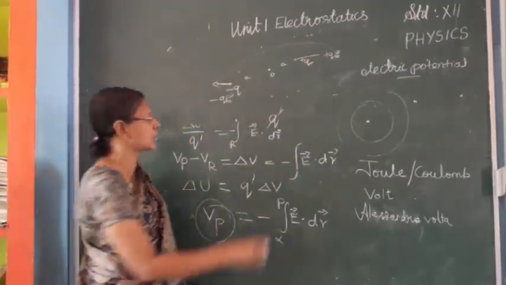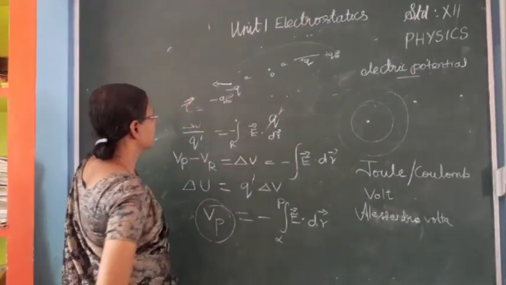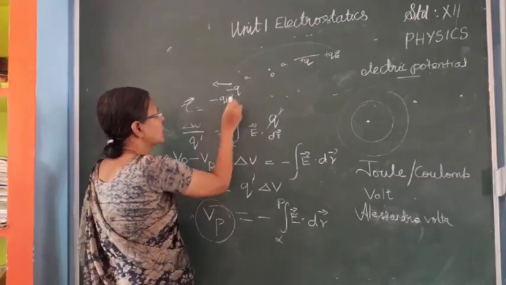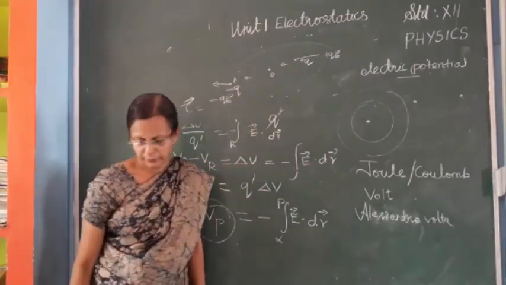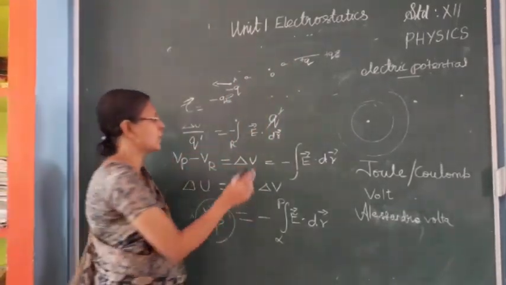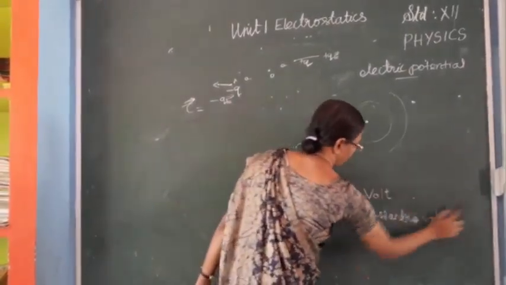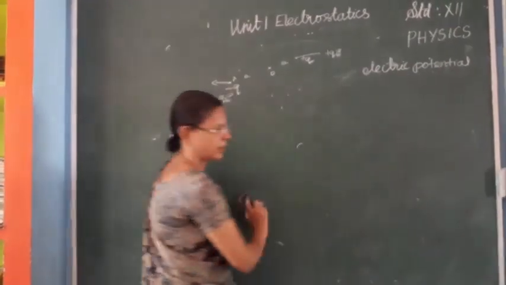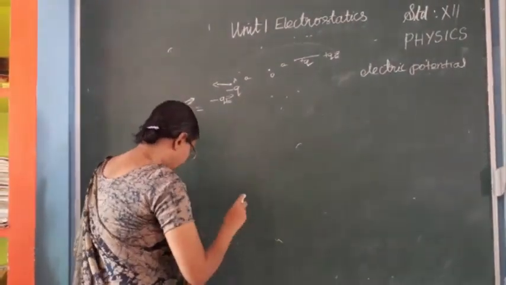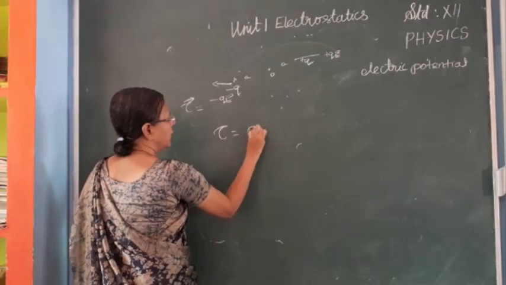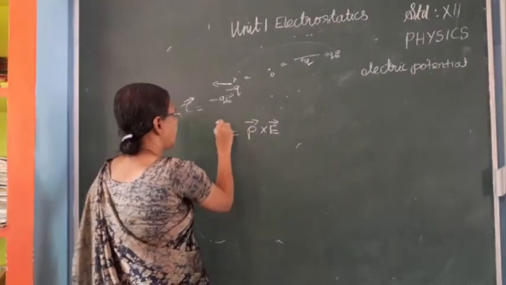The symbol for torque is tau. We take one charge as A and the other as B. So OA QE plus OB QE. Looking at OA and OB, we get the answer at last: tau is equal to P vector cross E vector.